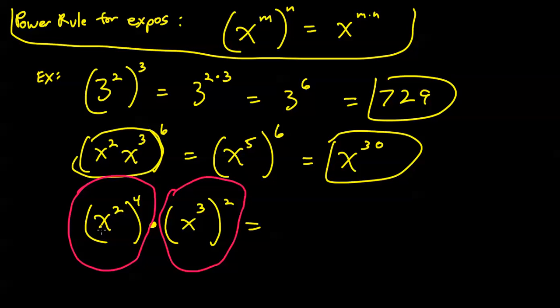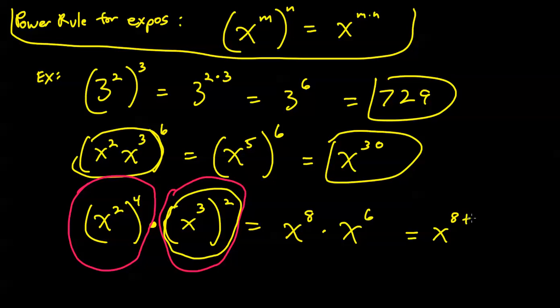So the first circle, x squared to the 4th power, by my power rule, that's x to the 8th power, times x cubed squared, I should have said. X cubed squared is x to the 6th power. So now I'm multiplying 2 powers of x together, and I'll invoke my product rule for exponents. X to the 8th times x to the 6th is x to the 8th plus 6th, and of course that's x to the 14th power.